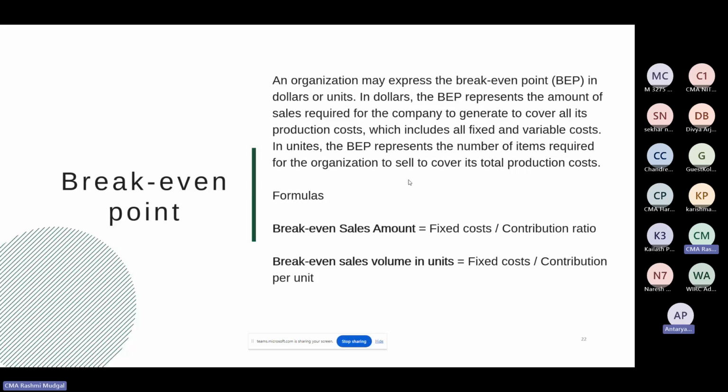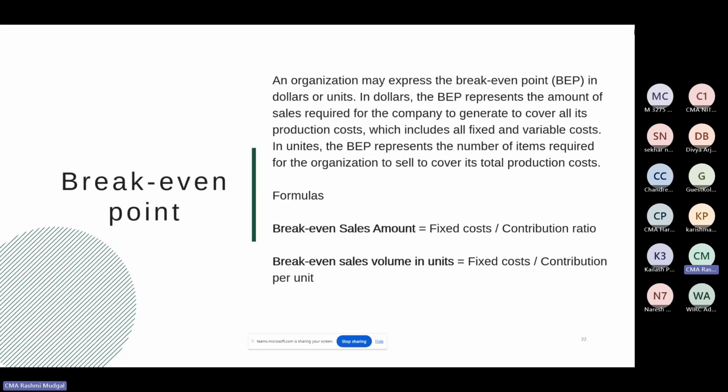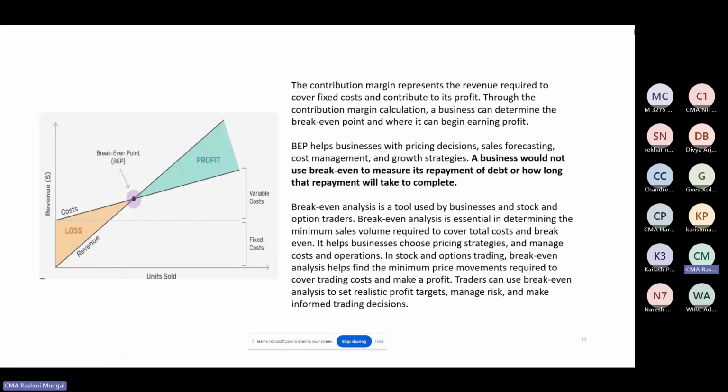So in the formulas, fixed cost divided by the contribution margin ratio is my break even sales amount that I need to generate in totality. And if I want to know how many units I need to sell to get my break even point, I will divide my fixed cost by the contribution per unit. This was my break even point. What is the break even point? It can be explained further here. The contribution margin represents the revenue required to cover the fixed cost and contribute to profit.